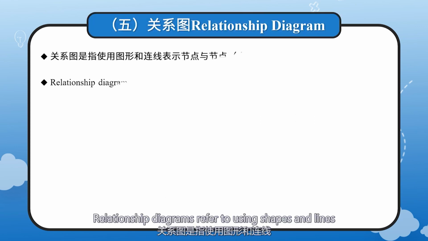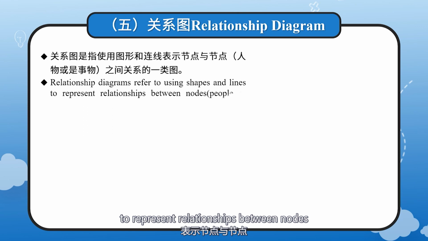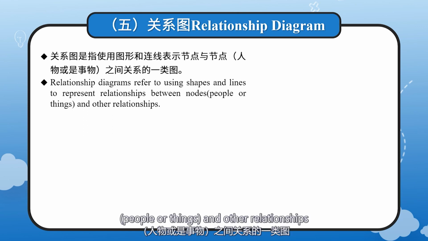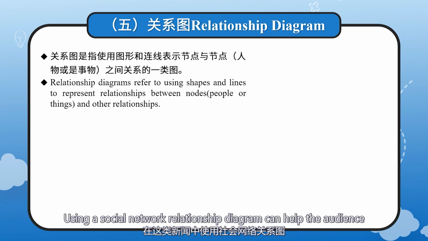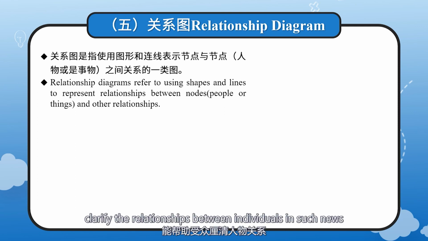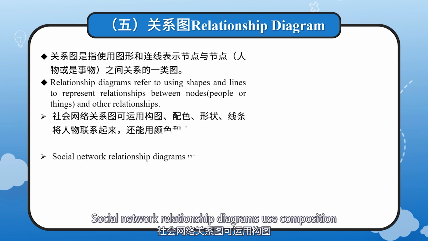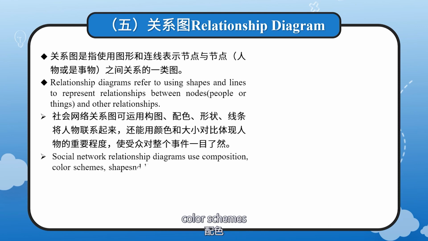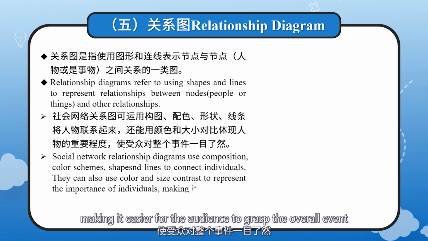Relationship diagram. Relationship diagrams refer to using shapes and lines to represent relationships between nodes, people or things, and other relationships. In some news events, there are intricate and complex relationships between individuals. Using a social network relationship diagram can help the audience clarify the relationships between individuals in such news and better understand the news content. Social network relationship diagrams use composite color schemes, shapes, and lines to connect individuals. They can also use color and size contrast to represent the importance of individuals, making it easy for the audience to grasp the overall event.